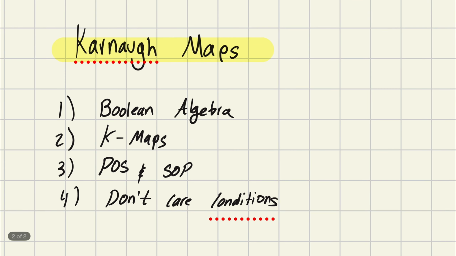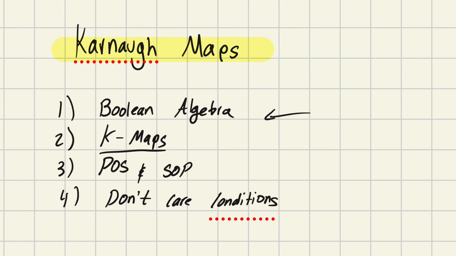Hey everyone, in this video I'm going to show you why Karnaugh maps, or K-maps, are much faster and cleaner than Boolean algebra. We're going to solve the same problem twice. First we're going to use Boolean algebra and then we're going to use a K-map. And you'll understand why K-maps are much more efficient, especially during exams or tests.